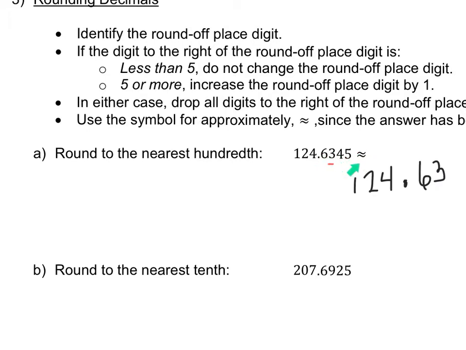So this symbol here is a squiggly equal sign. Stands for is approximately equal to 124.63. So here we have no numbers after our round off place on the decimal side. So this just means approximately. It means that this number was not exactly 0.63 and that it was rounded.